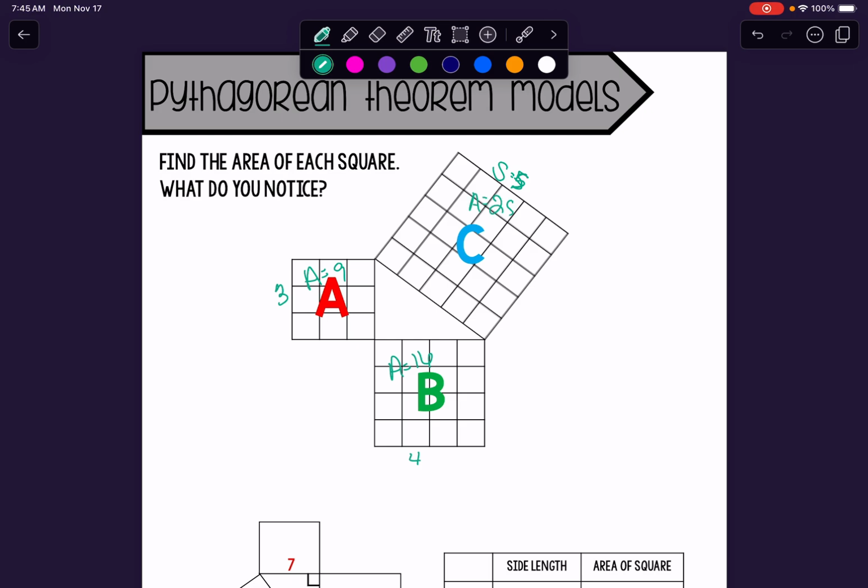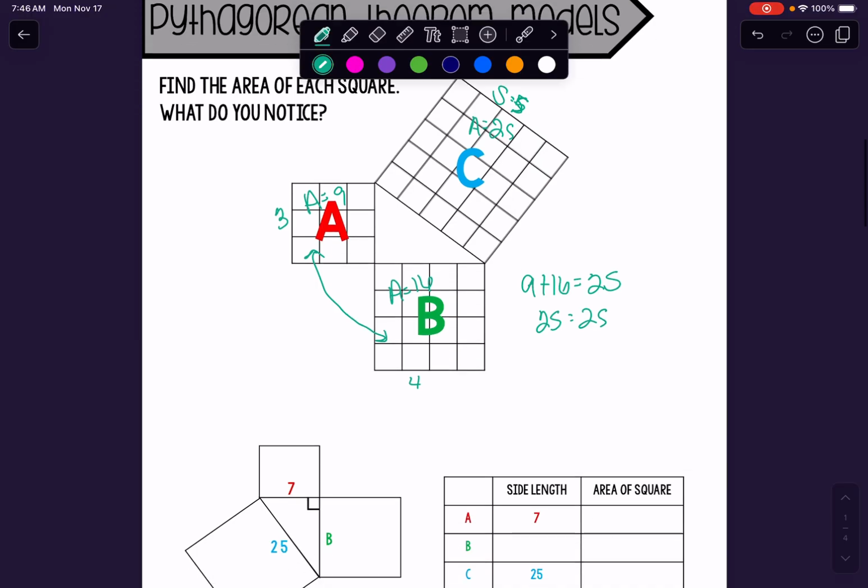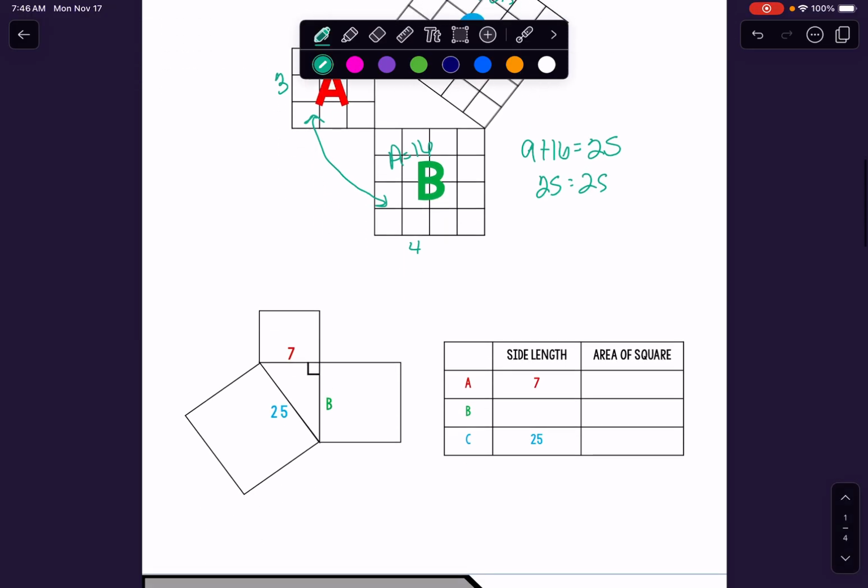And what you discovered yesterday was that if I add the area of my small square and the area of my medium square, it equals the area of my largest square. So if I take 9 plus 16, it should equal 25. 9 plus 16 does equal 25, so I know that those 3 squares would create a right triangle if I put them together.